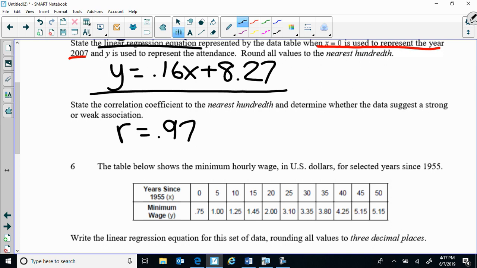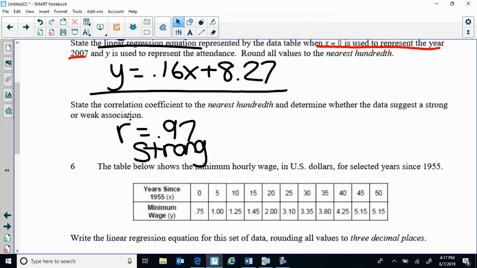Now it asks whether this is strong or weak. Remember, if your correlation coefficient is close to 1 or -1, it is strong. If it's close to 0, it's weak. And if it's kind of in the middle, like 0.5 or -0.5, it's moderate. 0.97 is very close to 1, so this is strong. Now you can try question number 6.